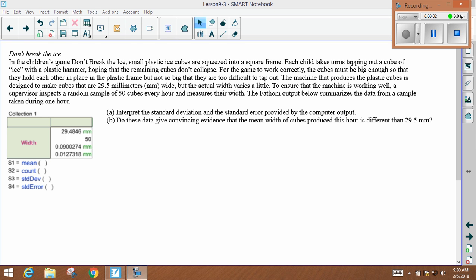So we got this game. The machine makes them 29.5 millimeters wide, but of course nothing's perfect. So they take a random sample of 50 cubes and they measure their width. And then we have this Fathom output over there where it says Collection 1.